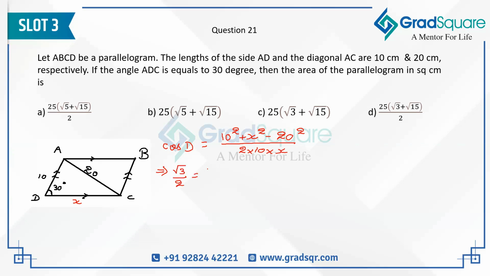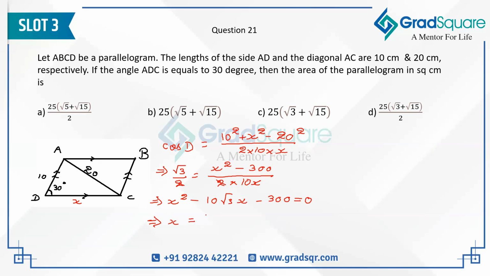So from this, we'll get the relationship that 20 square and 10 square are 400 and 100 respectively. So I'll get on the right hand side (x square minus 300) by 2 into 10x. 2 will get cancelled. And if we cross multiply, we'll get a quadratic equation which will say x square minus 10 root 3 x minus 300 is equal to 0. So from here, we can apply the discriminant formula to find out the value of x, or as it is better known, the Sridhar Acharya formula to find the roots of the quadratic equation.